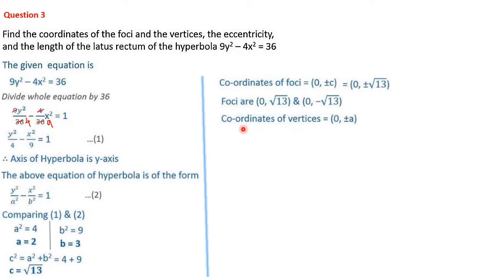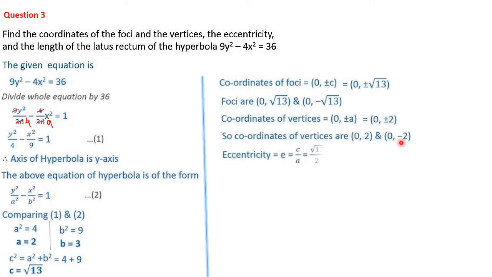Next, coordinates of the vertices. The coordinates of the vertices are 0 plus or minus a, because the axis is the y axis. So the vertex will be on the y axis. 0 plus or minus a is the coordinate, and a is 2, so 0 plus or minus 2. When we split and write: 0 comma 2 and 0 comma minus 2.